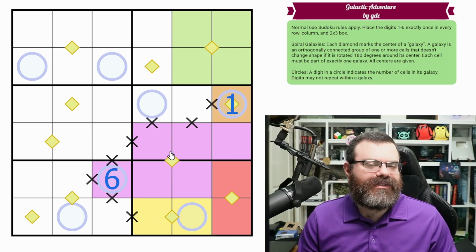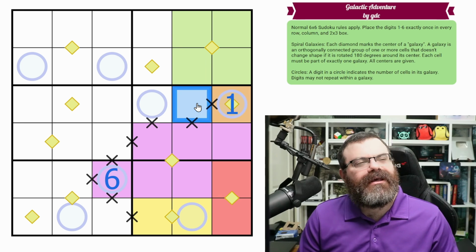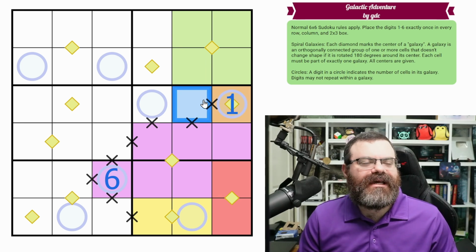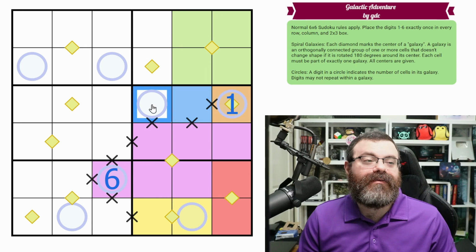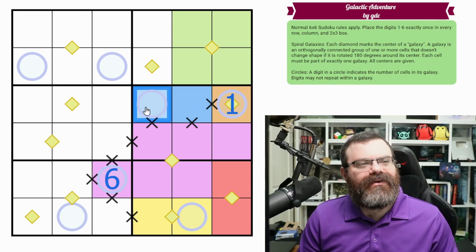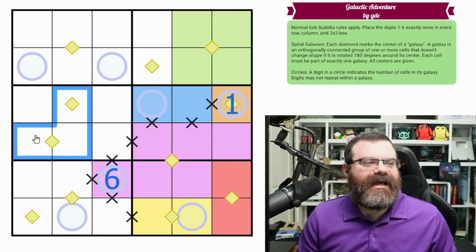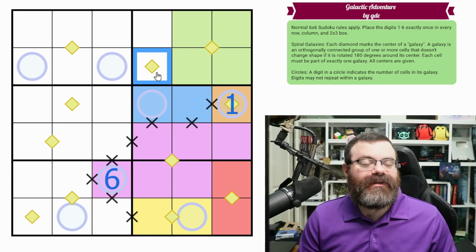Okay, I think there's a few questions we can ask, but actually I'm curious about this guy here. Let's give this blue. It is not the center of a galaxy, so it's got to seek out a center. So it has to grow, has to get out. So the only way to get out is there. And now the problem is it needs to find a center. It could grab any of these centers. This one is, in my mind, the only viable one.